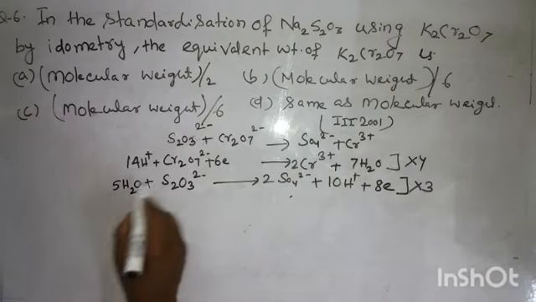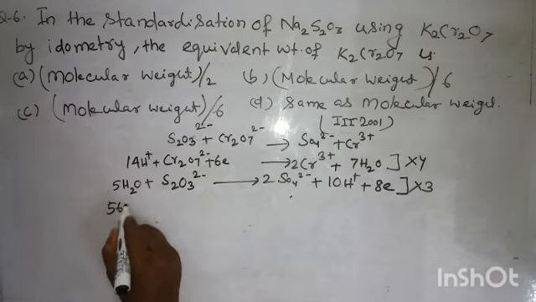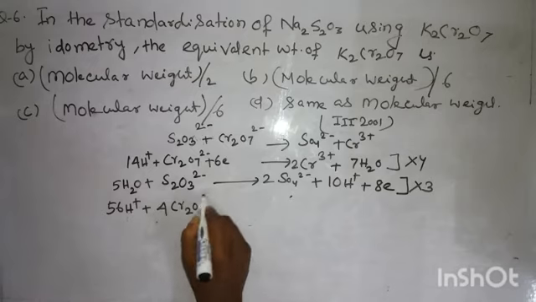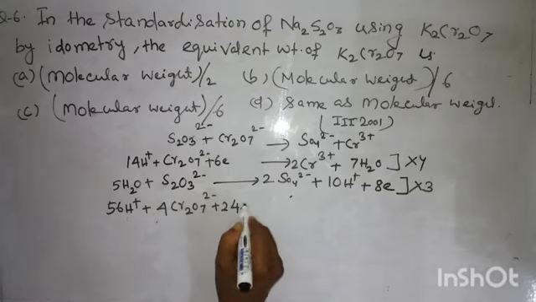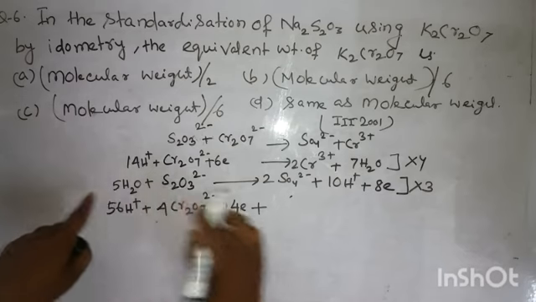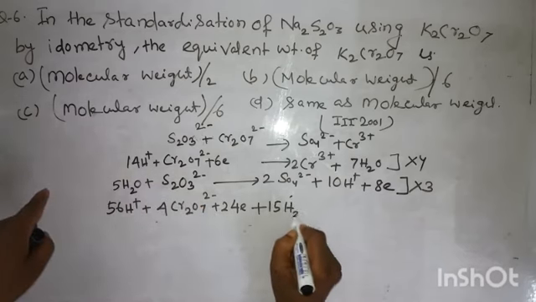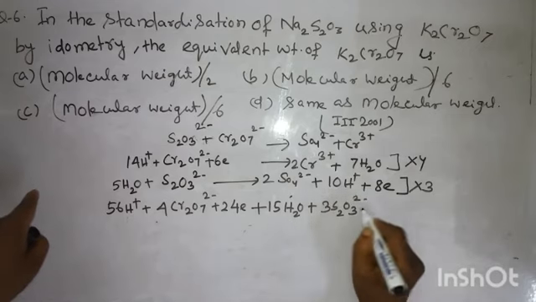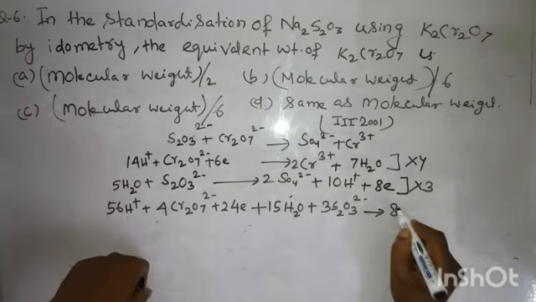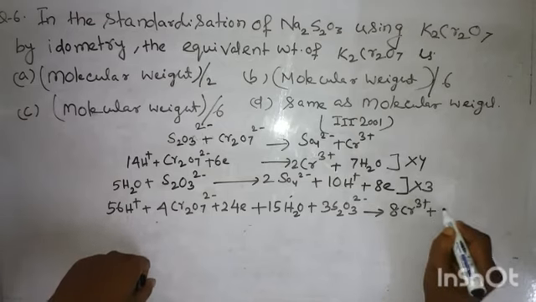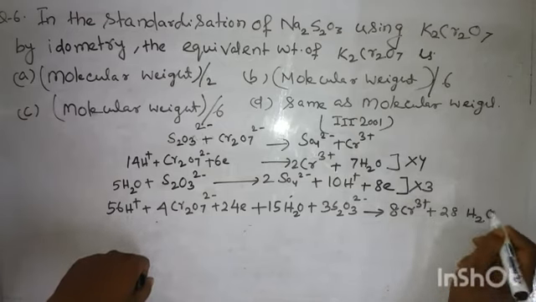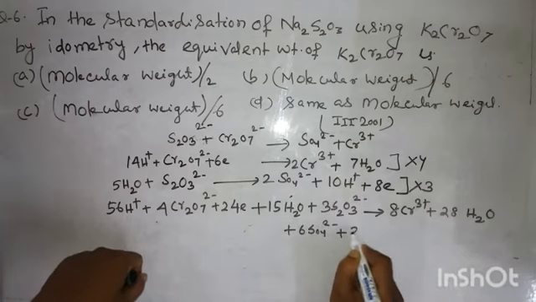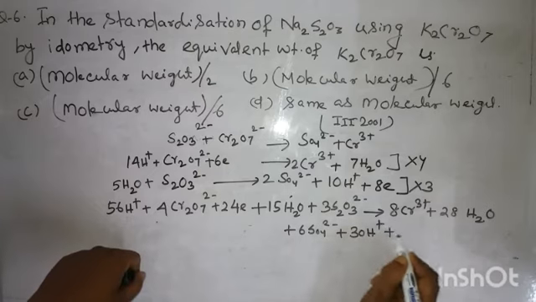Write down the final equation. 56 H plus plus 4 Cr2O7 2 minus plus 24 electrons, plus on this side 15 H2O plus 3 S2O3 2 minus, will give rise to 8 Cr3 plus plus 28 H2O plus 6 SO4 2 minus plus 30 H plus plus 24 electrons.